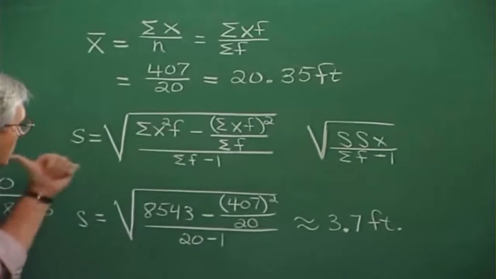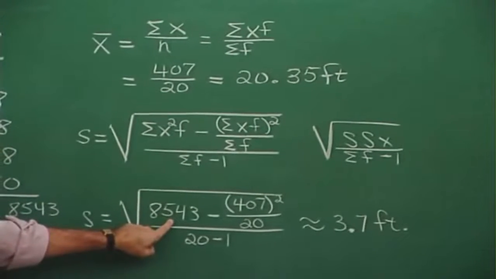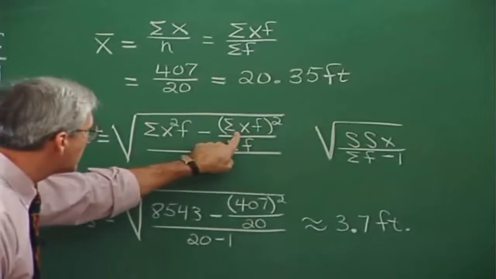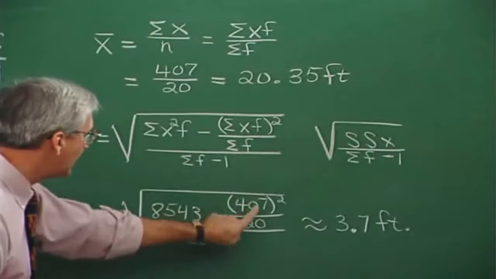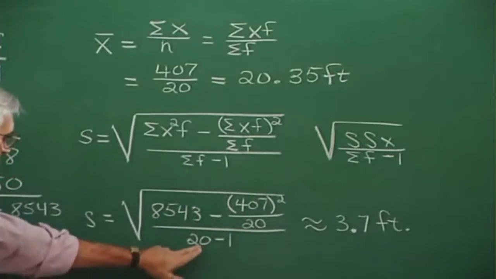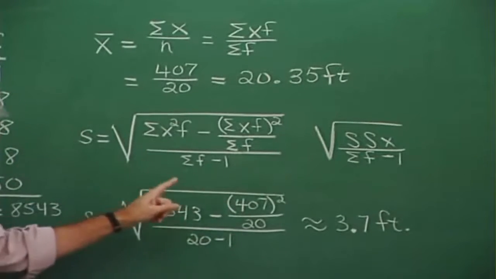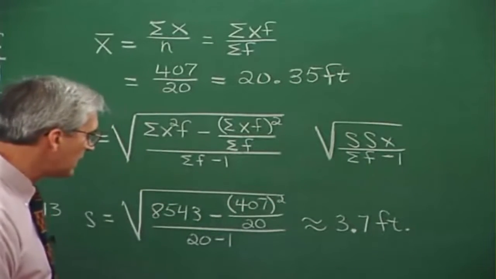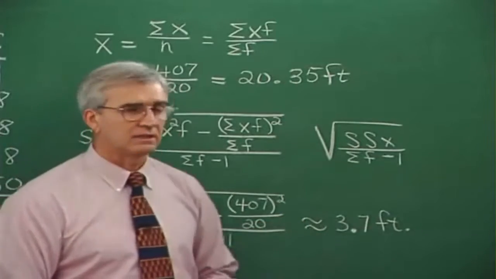Now it's just a matter of looking at the bottom of the columns. The sum of x squared f's from over here was 8,543. The sum of xf values is 407, the sum of frequencies is 20, and in the denominator 20 minus 1. Punching the calculator, we find that the standard deviation is 3.7 feet.